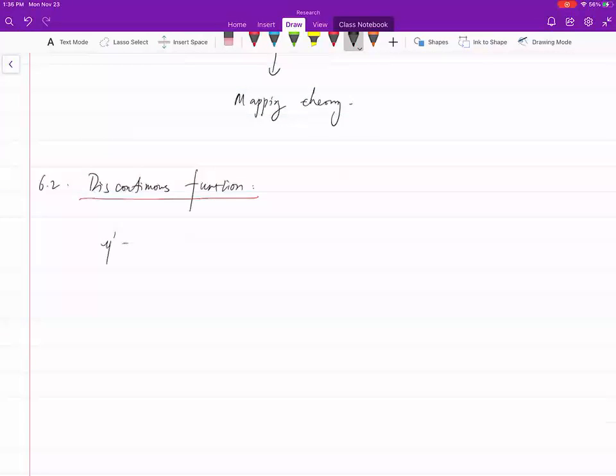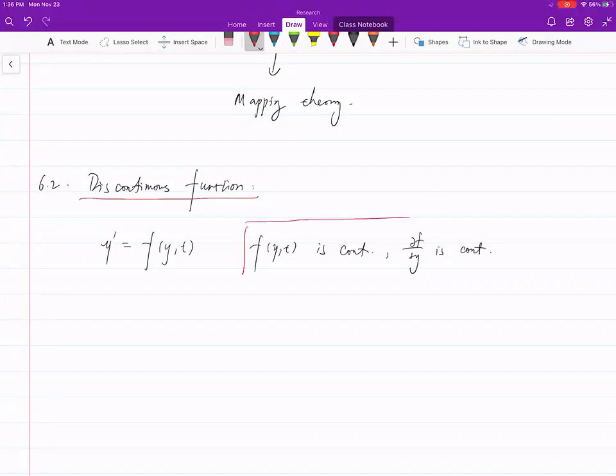For example, you have this. Existence and uniqueness requires F_y is continuous. Actually, I put F(t,y) here. That's the general case. Requires F(t,y) is continuous. Okay. And for uniqueness, you need, let me just write it down. Partial F, partial y is continuous. This is the requirement for existence and uniqueness.